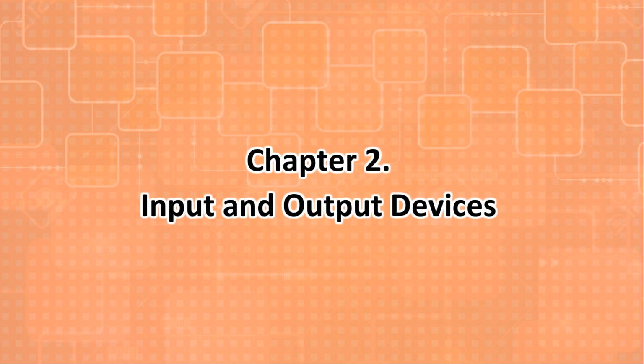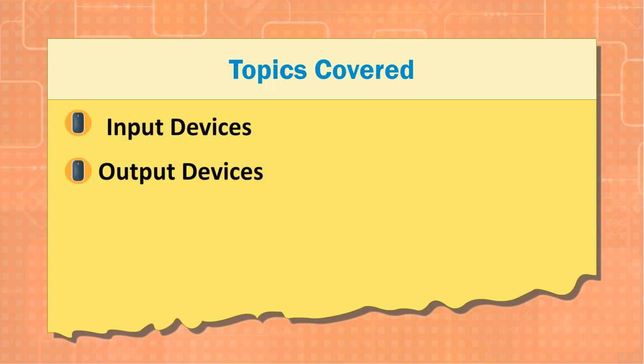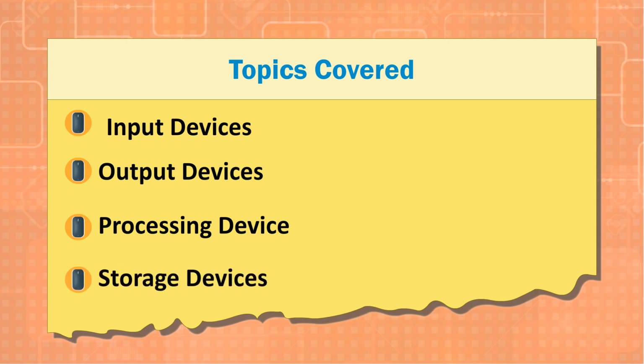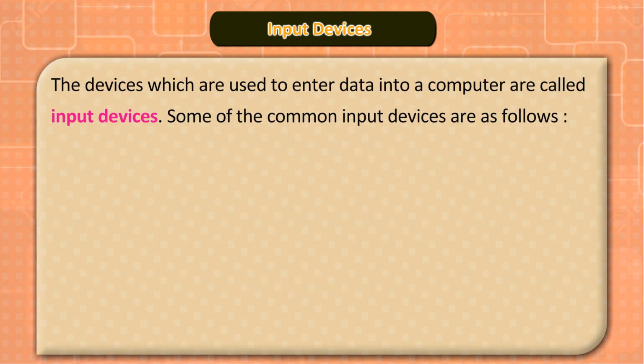Chapter 2: Input and Output Devices. Topics covered: Input devices, Output devices, Processing device, Storage devices. Input devices. The devices which are used to enter data into a computer are called input devices.